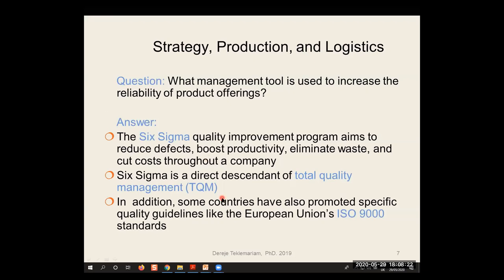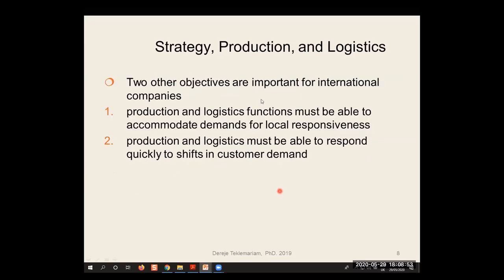So application of total quality management, and even application of Six Sigma across the production and supply chain management systems, can help companies to really ensure reliability of product offerings. You can see that there are a number of standards across countries or regions, such as the European Union, ISO 9000, like that. So there are important objectives related to product offerings that you can easily read and understand.